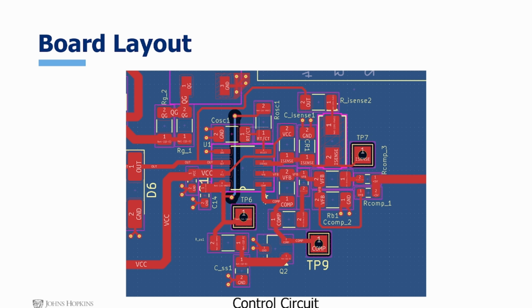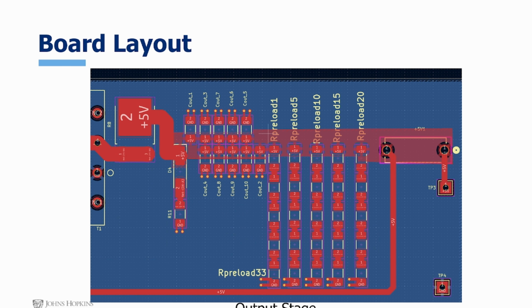A lot of the components used around the feedback network tended to be smaller size components, around the 0605 or the 0805, to provide little spacing to achieve a better response for the feedback circuit. The output stage is shown here with the diode rectifier, the output capacitors, as well as the preload resistance network, and our soft clamp circuit.